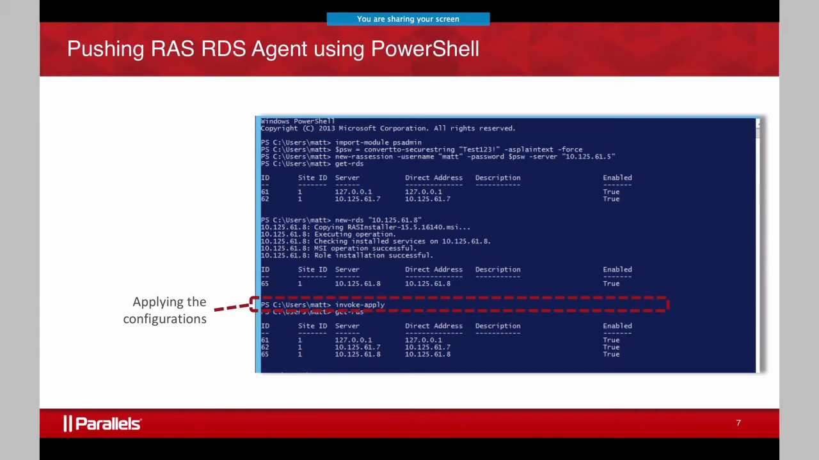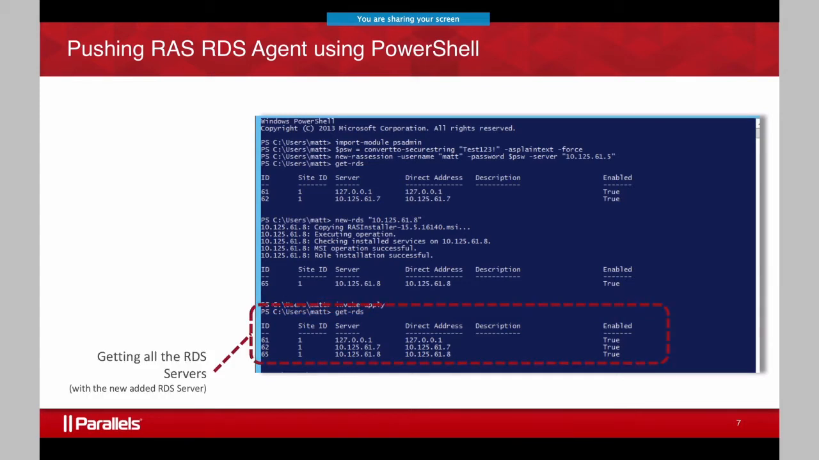So you add, you configure, and now it's ready to be propagated throughout the PAs and make sure it's in, quote, production mode. You use the invoke apply command. And when you do another get RDS, like I did in the beginning, now we will see that this new terminal server is enabled, it's configured, and it's up and running. So that's simple, of course, if you prefer to use the PowerShell interface.